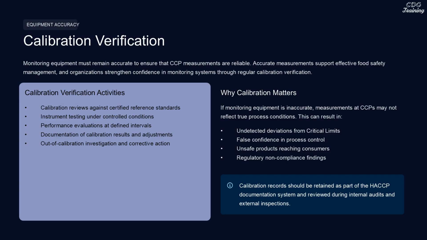Monitoring equipment must remain accurate to ensure that CCP measurements are reliable. Accurate measurements support effective food safety management, and organizations strengthen confidence in monitoring systems through regular calibration verification. Calibration reviews against certified reference standards, instrument testing under controlled conditions, performance evaluations at defined intervals, and out-of-calibration investigations and corrections all contribute to ensuring measurement accuracy. Calibration records should be retained as part of the HACCP documentation system and reviewed during internal audits and external inspections.